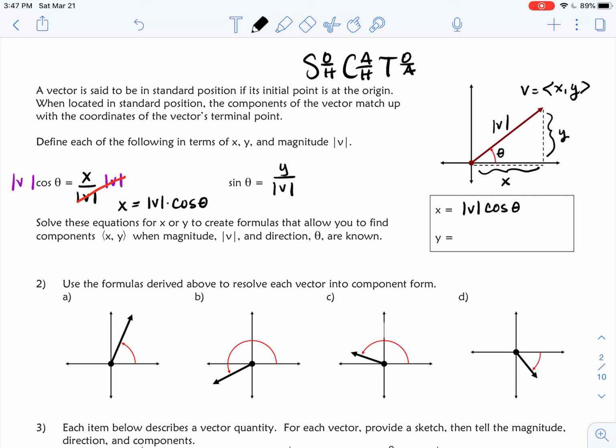It works very similar for sine. Sine is being divided by the magnitude, so to undo that, let's multiply. That cancels the magnitude on the right, and we're left with y is equal to the magnitude times sine of the angle.